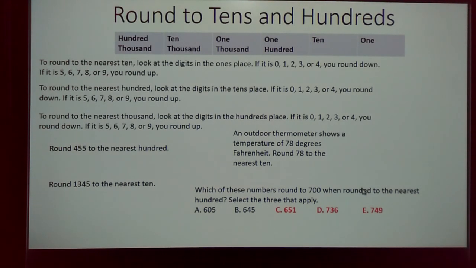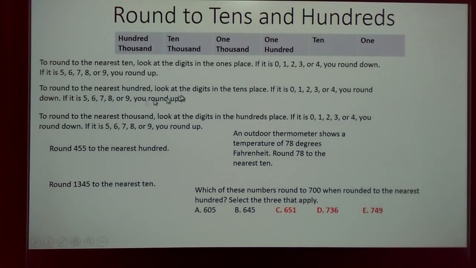Okay, guys, now we are going on to part 2 of Math Level E, dealing with number operations, base 10. Now, we're going to be looking at how to round numbers to tens and hundreds. To round to the nearest 10, you look at the digit in the ones place. If the digit in the ones place is 0 through 4, you round down. If it's 5 through 9, you round up.